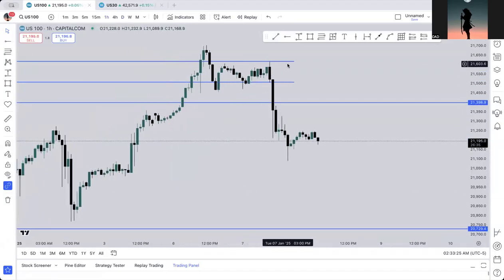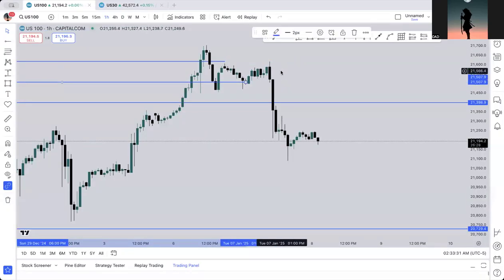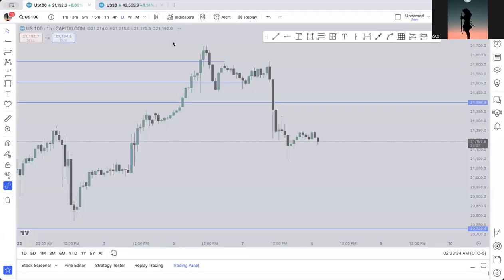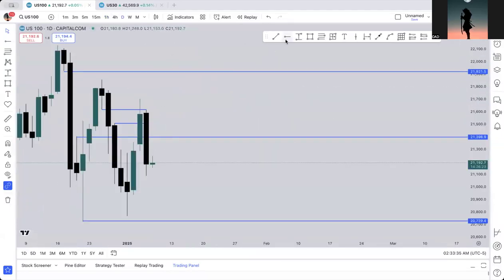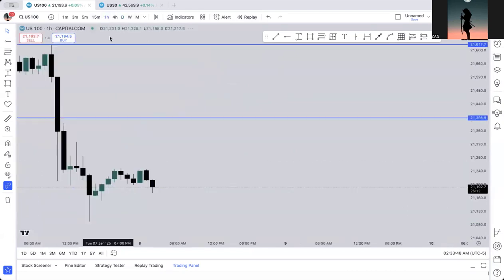So I would like to, okay, wait. Let's go back to daily. I want to draw out the subordinate high. Okay, so that's the subordinate hybrid high. Don't forget that. That's the subordinate hybrid high. So let's go to H1.